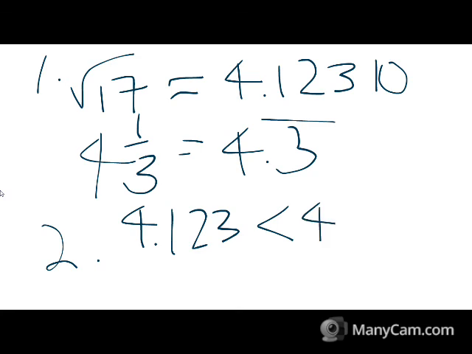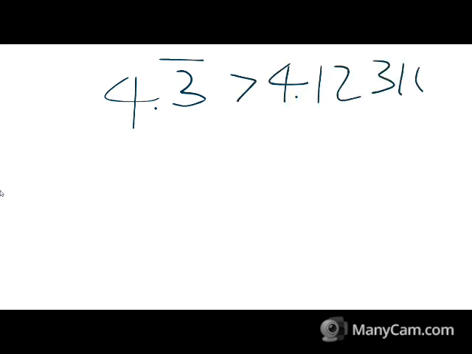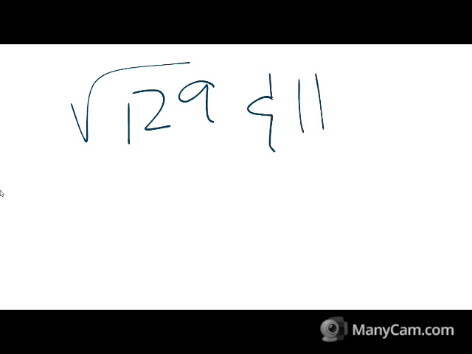Our second step now is to compare. 4.123 is less than 4.3 repeating. So therefore we can write radical 17 is less than 4 1/3. Or conversely, 4.3 repeating is greater than 4.12310, so we could write 4 1/3 is greater than radical 17. So why don't you try the got it: write a mathematical inequality for radical 29 and 11.52.